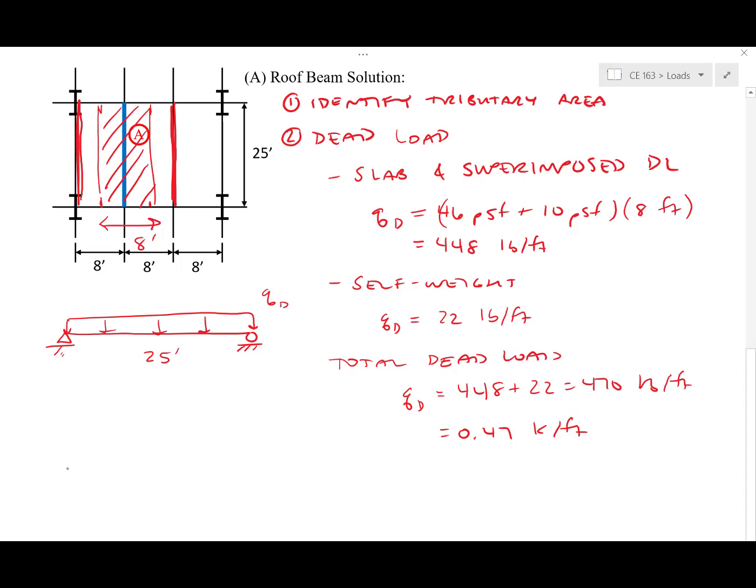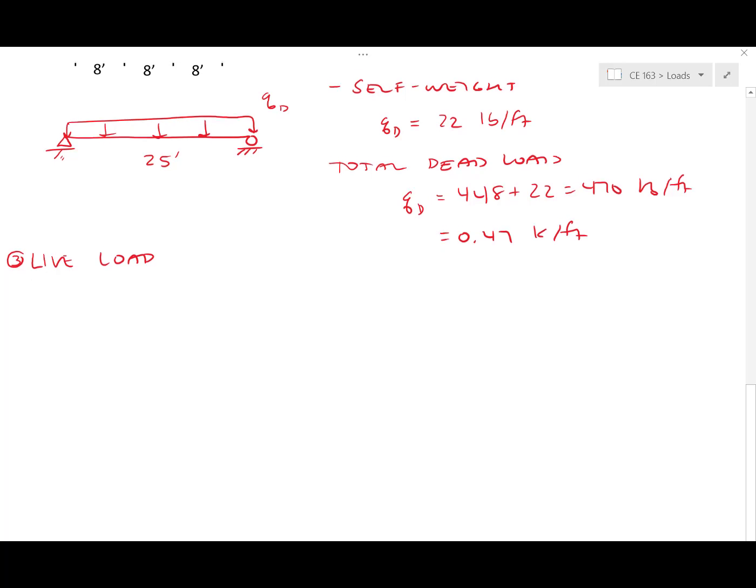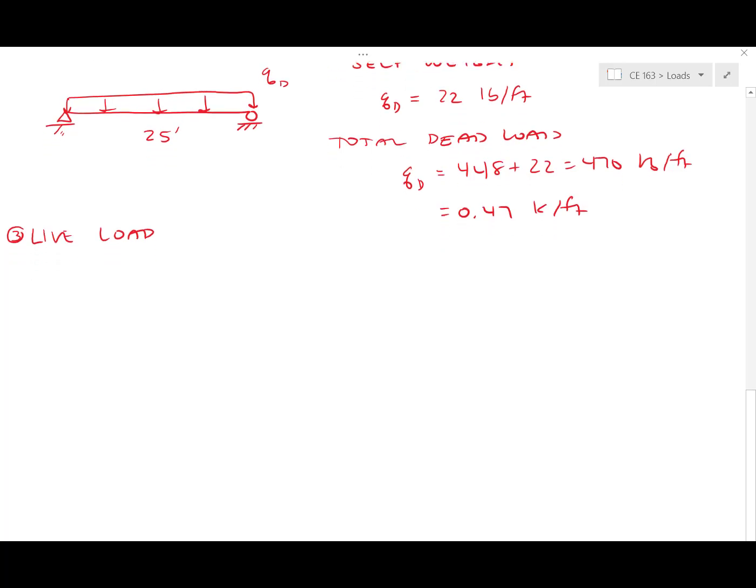Let's look at the live load now. Step 3. Alright, for our live load, we can consider a reduction, but hopefully we know that we shouldn't be reducing on this roof. Right? There's no reduction due to restrictions from ASCE 7, Chapter 4.